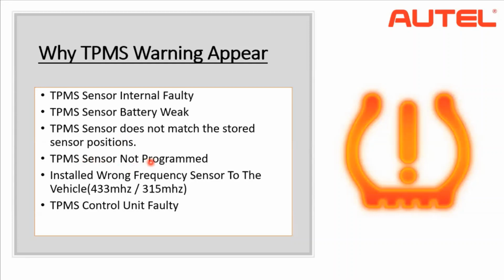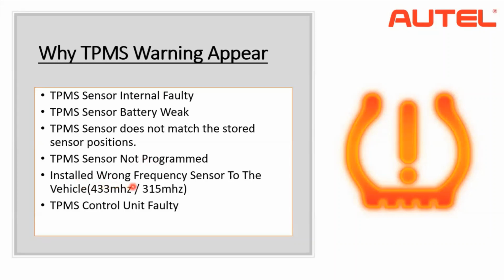Then, TPMS sensor not programmed. As I told you before, we program a sensor for a particular location with a particular name and data. And if it is not given such information, if it's not programmed, then the car will suspect that there is no TPMS sensor active in that particular location. So in that case, the TPMS warning lamp would come up.